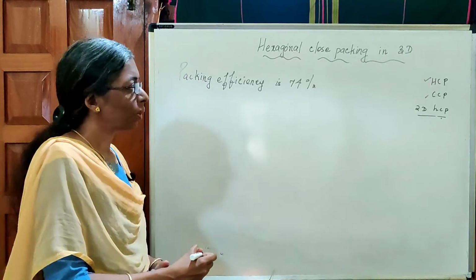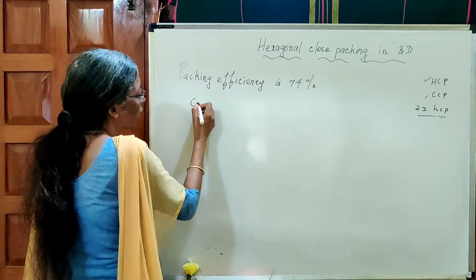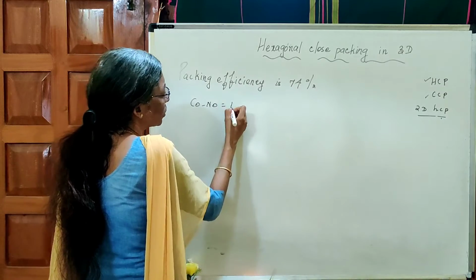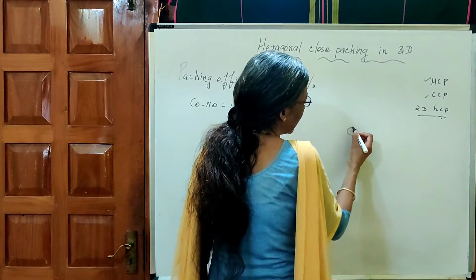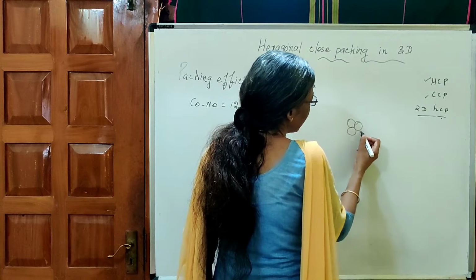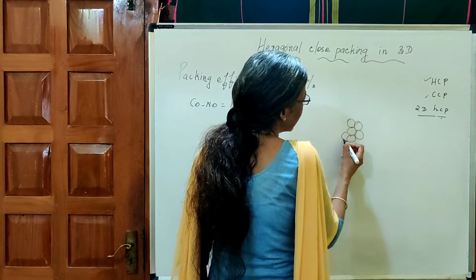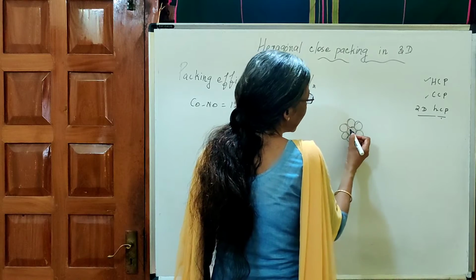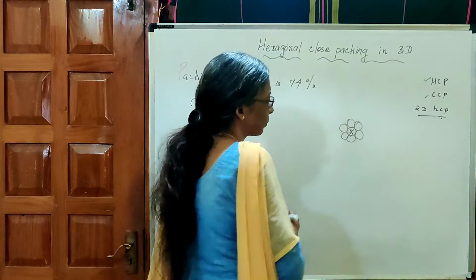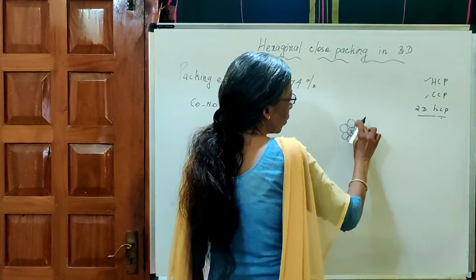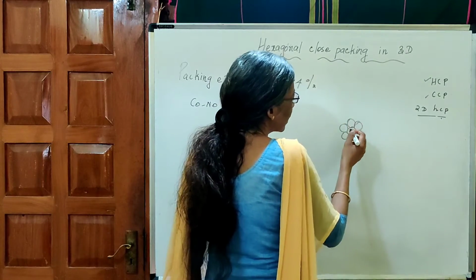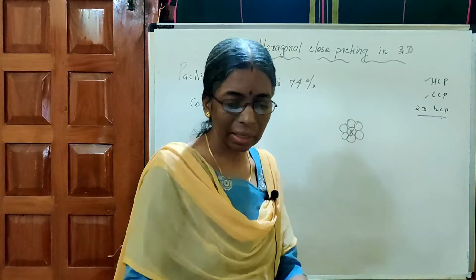Okay, now what is the coordination number? Coordination number is equal to 12. How does it come? Suppose, for example, we take normally 1, 2, 3, 4, 5, 6, 7. So we are seeing this sphere. Here how many are there? 2, 4, 6. On that, the other 3 come.